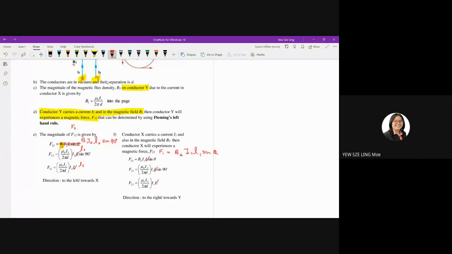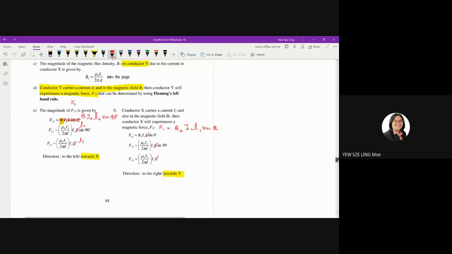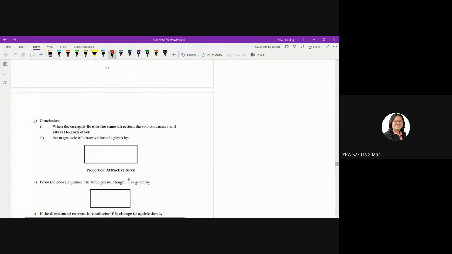Okay, for both conductors, for a given example, when both currents are going upwards, the force generated by conductor Y will move toward X, and the force generated by conductor X will move towards Y. Now both of them are moving towards each other. What does it mean? It means these two conductors experience an attractive force between them. So when the current flows in the same direction, two conductors will attract each other.